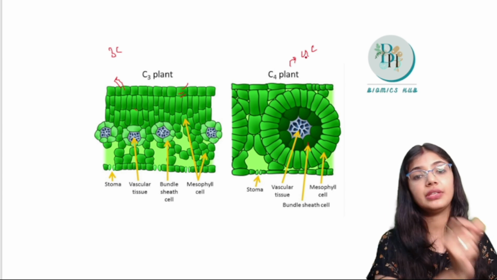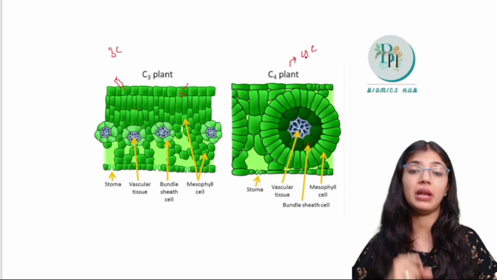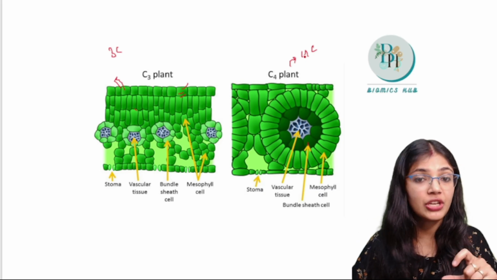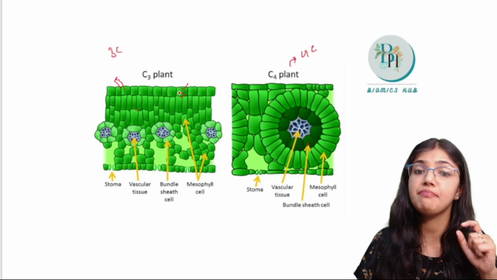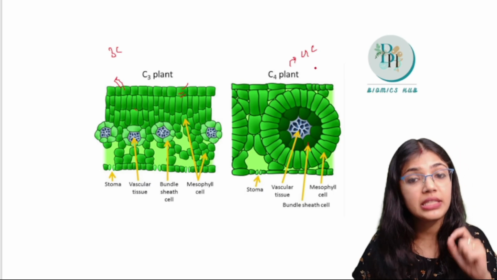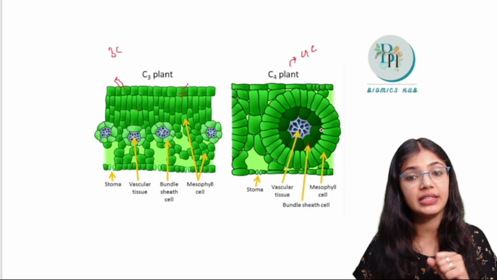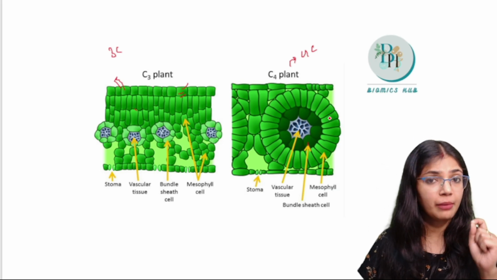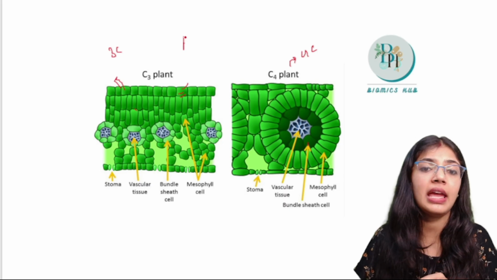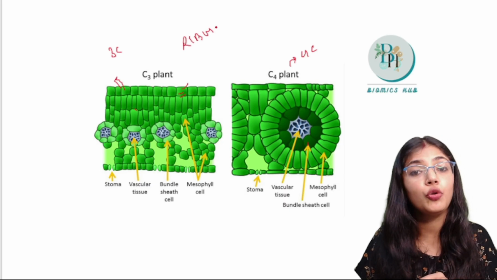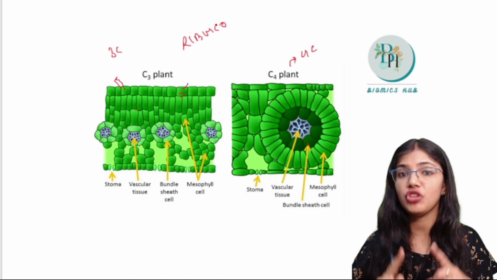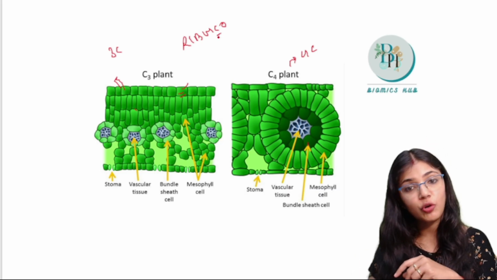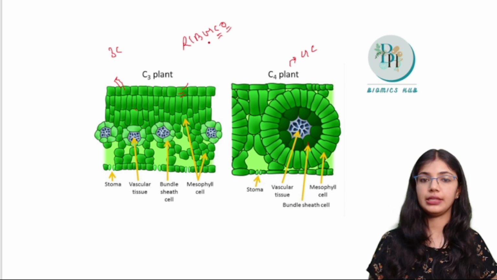So what is the difference between the C3 plants and the C4 plants? There are certain modifications here. The carbon dioxide fixation in the C3 plants takes place in the mesophyll cell, but in the C4 plants, the carbon dioxide fixation takes place in the bundle sheath cell. The carbon dioxide fixation takes place by an enzyme known as rubisco, and this enzyme has two activities. That is, it can work as a carboxylase as well as an oxygenase.